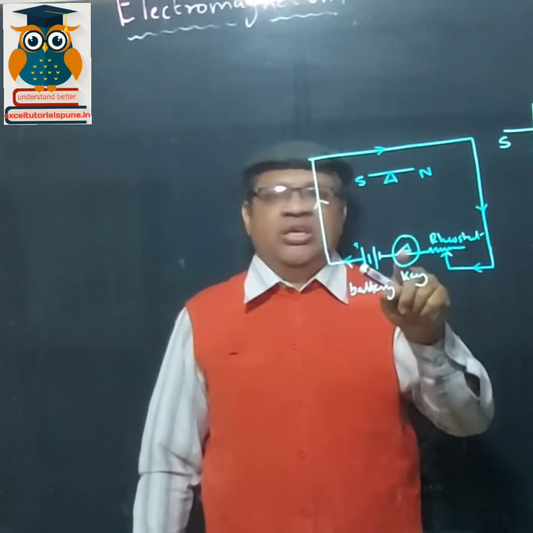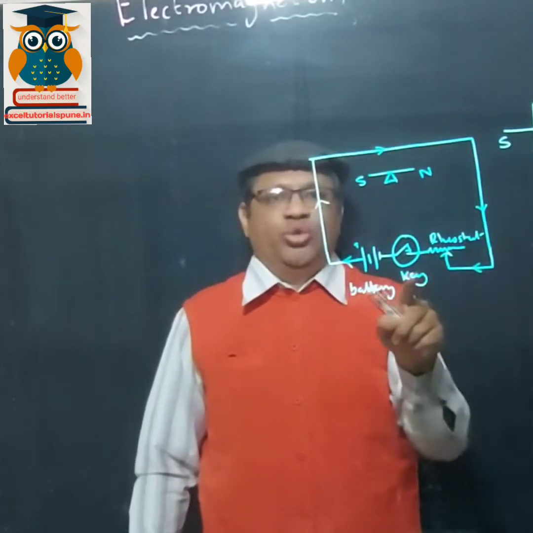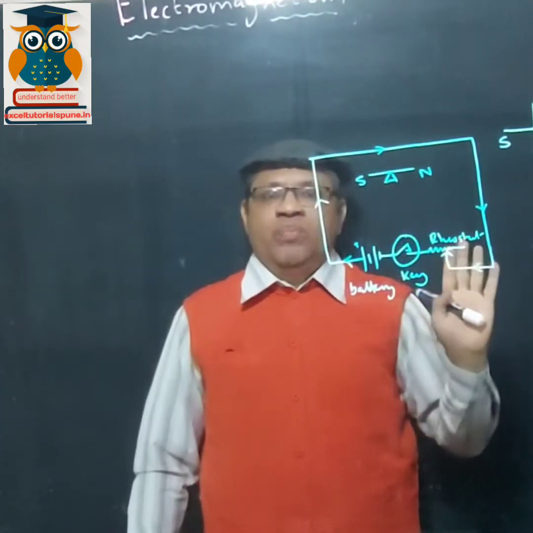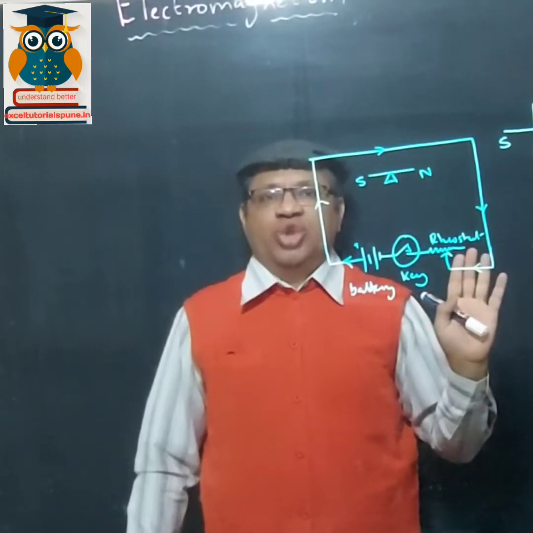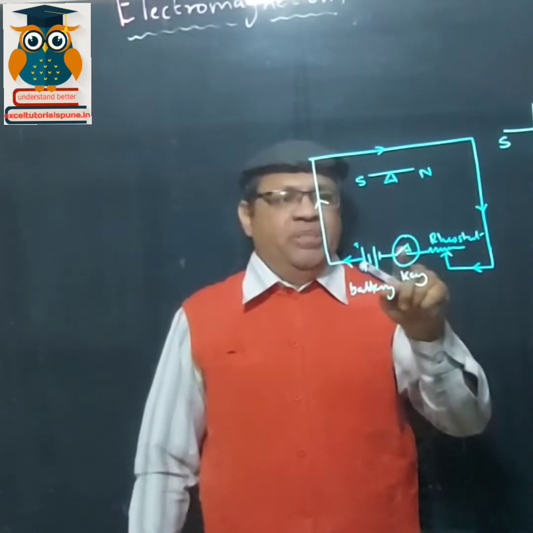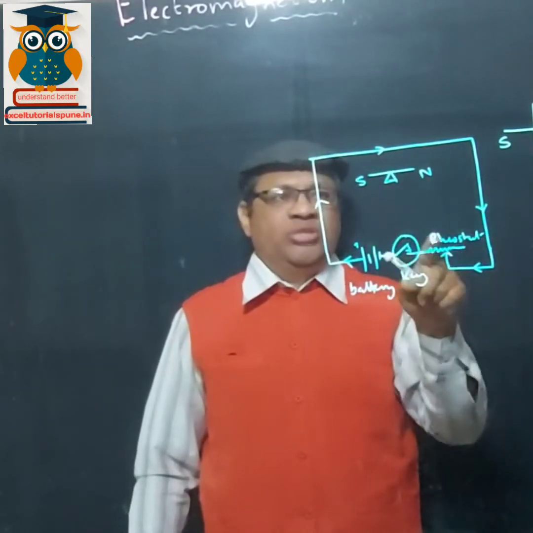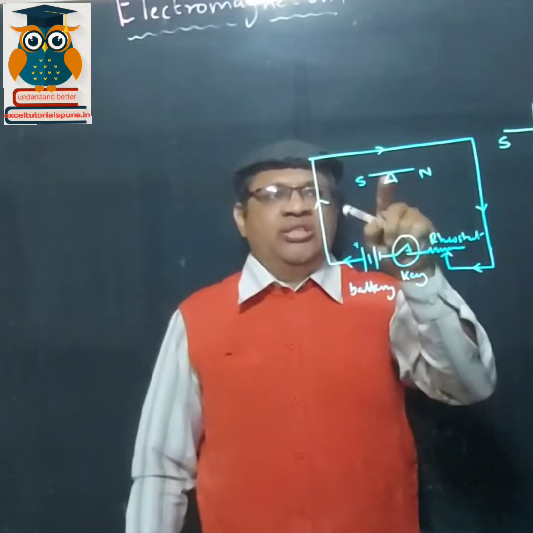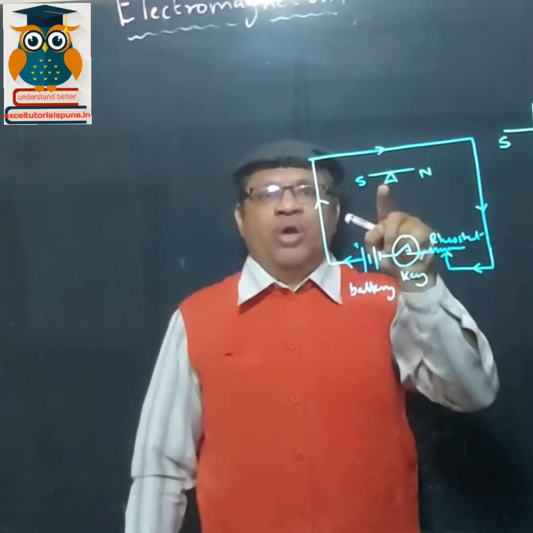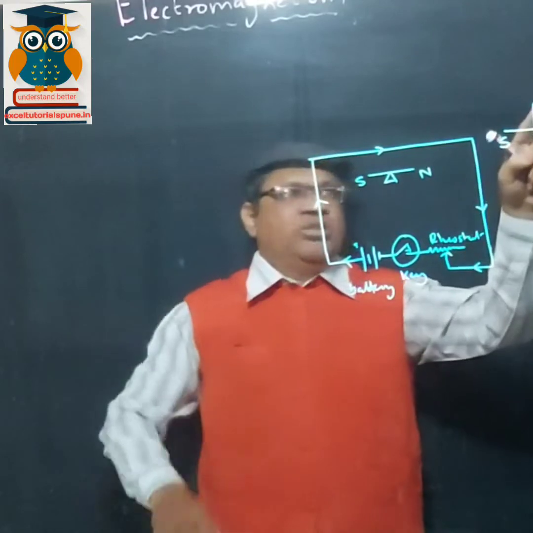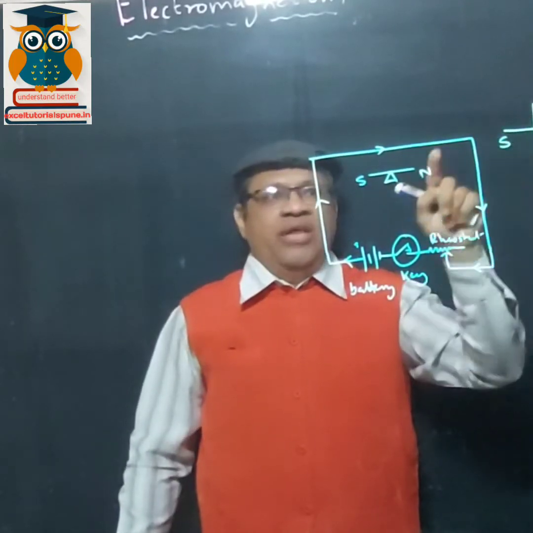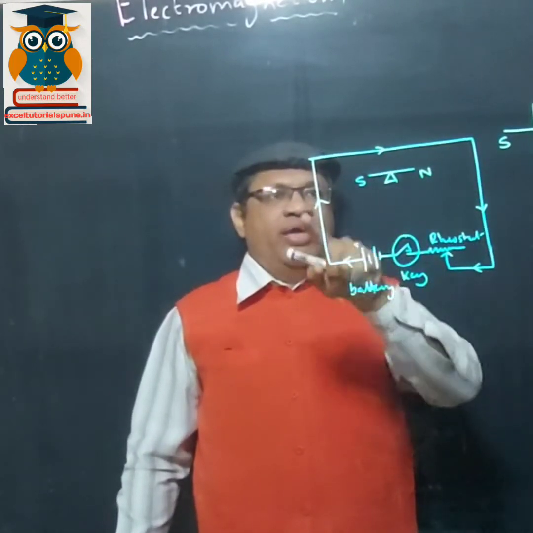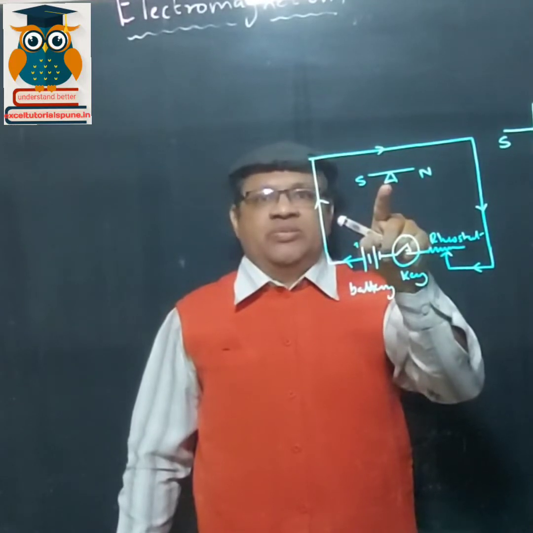Initially, when the key is open, when no current is flowing through this, the compass points in the usual direction, that is north-south direction. But when he put the switch on, and when the current was flowing through this, there is a deflection observed in this compass. The deflection in this compass was found on the west side. That means the needle deflects towards the west. And see, the wire is above the compass.